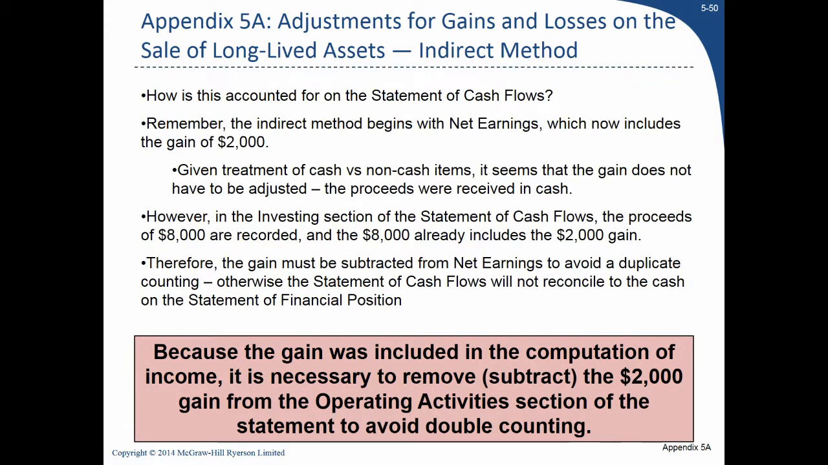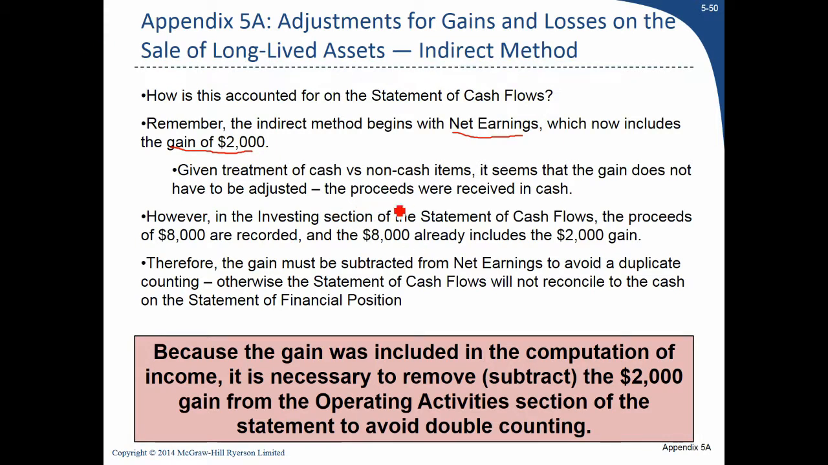And so this just describes what I said regarding double counting. So remember, the indirect method begins with net earnings, which includes that gain, right? If you think about our classified income statement, we have revenue, less cost of sales gets us to gross profit. Then we have operating expenses, and then we'll have non-operating gains and losses, and then we'll have earnings before income tax. Then income tax, and then net earnings. So that gain, or that loss, is buried in that net earnings.